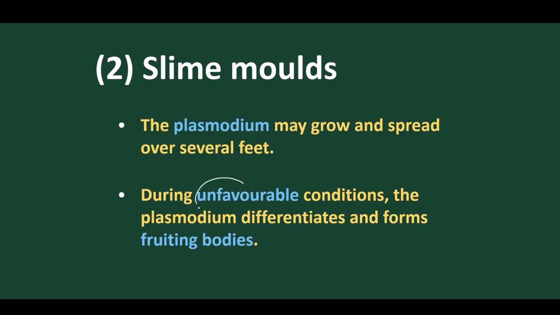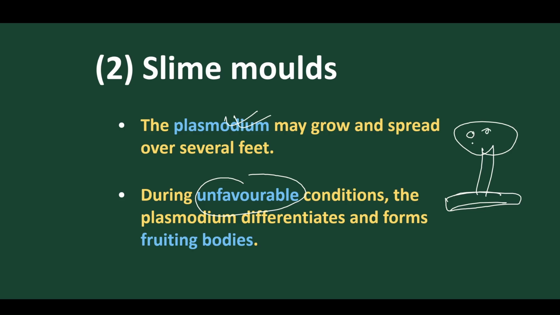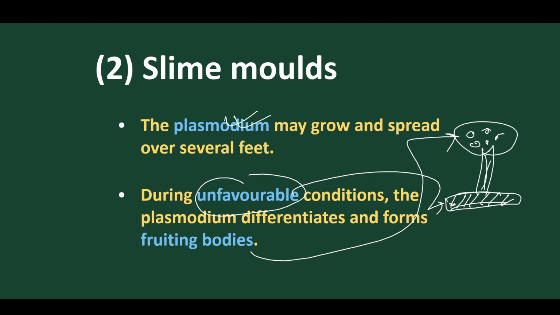During favorable conditions, they form plasmodium. But when the condition is unfavorable, the plasmodium rests and gives out fruiting bodies. This is the plasmodium, and these are the fruiting bodies. The plasmodium growth is restricted in unfavorable conditions, and they give out fruiting bodies to continue their generations. These fruiting bodies are sometimes called sporocarps.